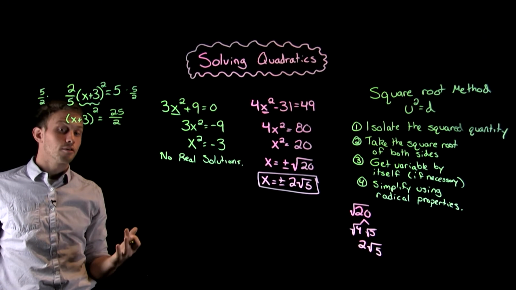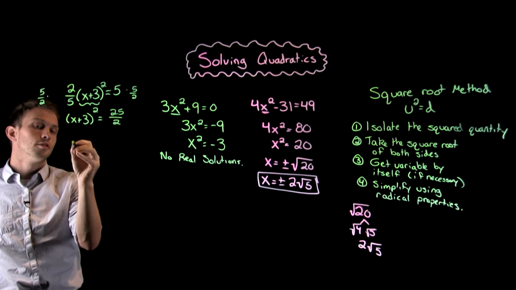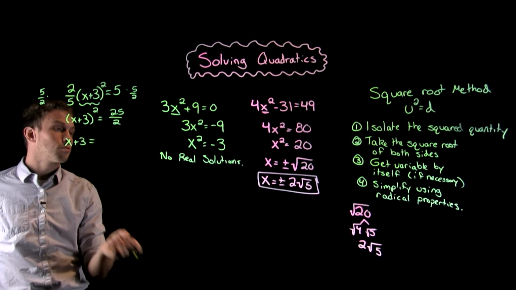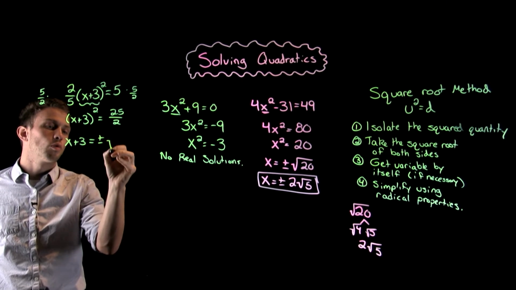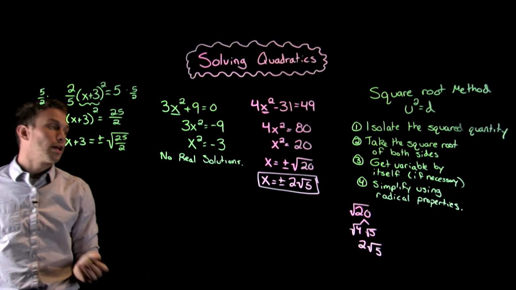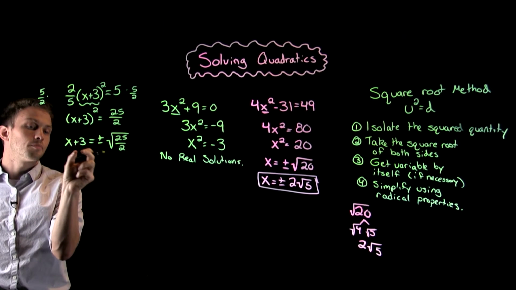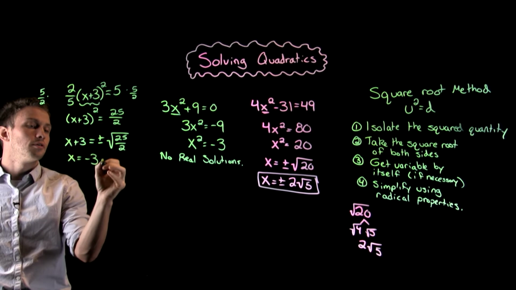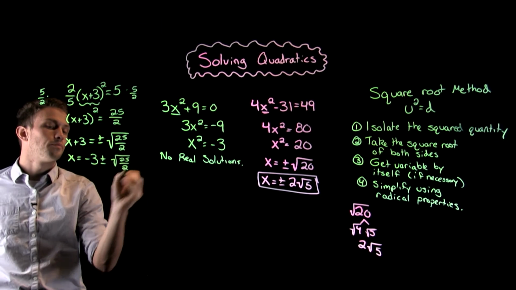Now from here, we have that squared thing by itself, so we can take the square root of both sides. We're going to get x plus 3 equals, and just like we did here, we have to have the positive and negative square root of 25/2. So the next step, get that variable by itself. I have to get rid of this positive 3 here, so I subtract it on both sides. I get x is equal to negative 3 plus or minus the square root of 25/2.